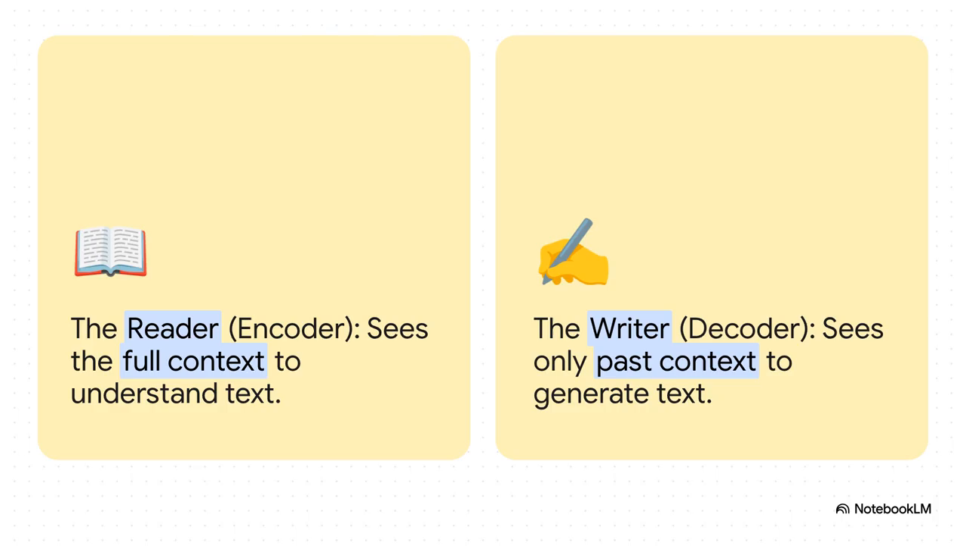The encoder is the reader. It's bidirectional, it sees the whole context, and its job is to understand. The decoder is the writer. It's auto-regressive, it only sees the past, and its job is to generate. Reader versus writer. That's the core difference.